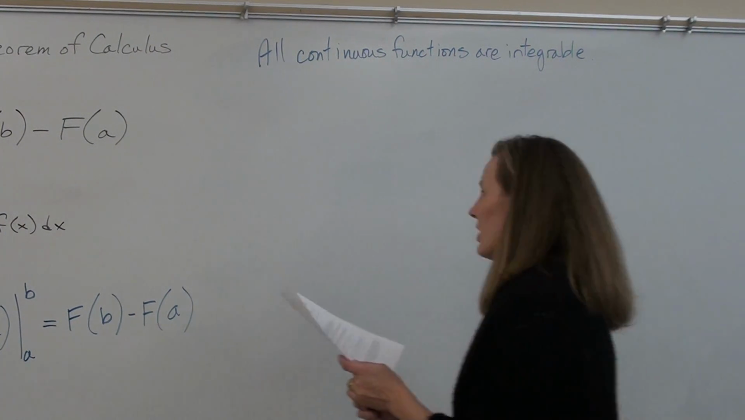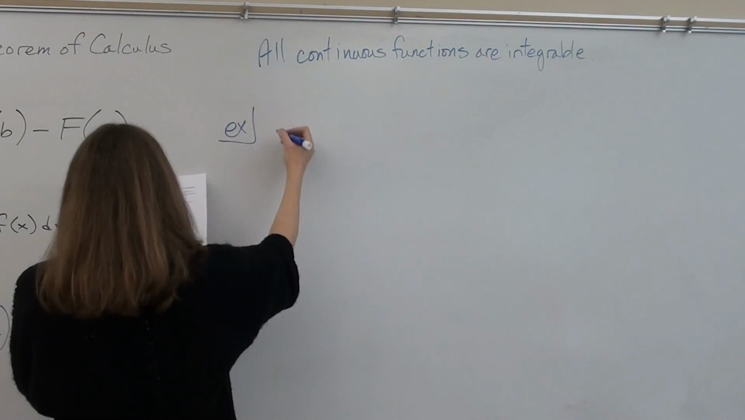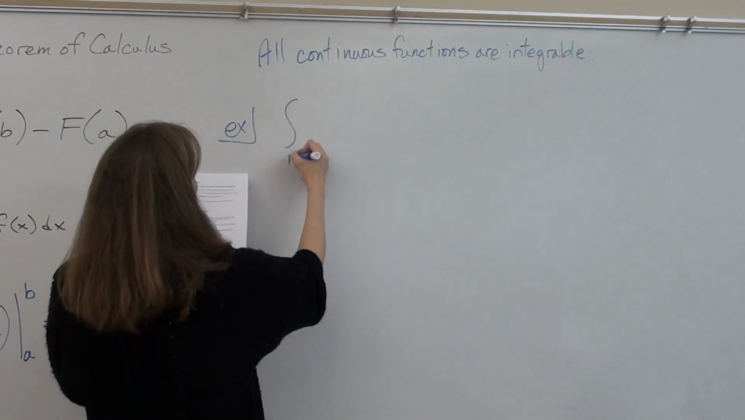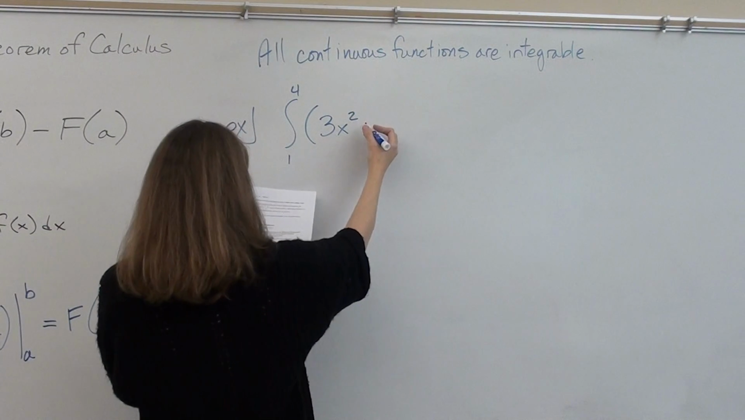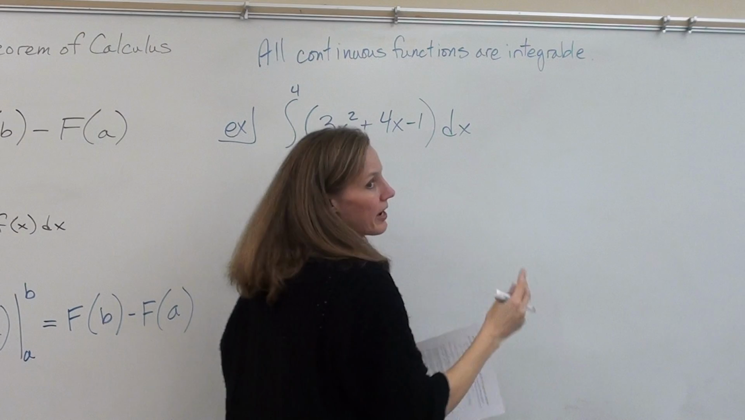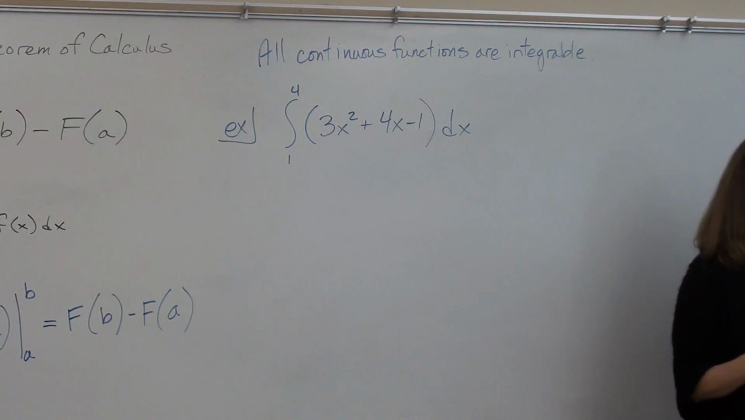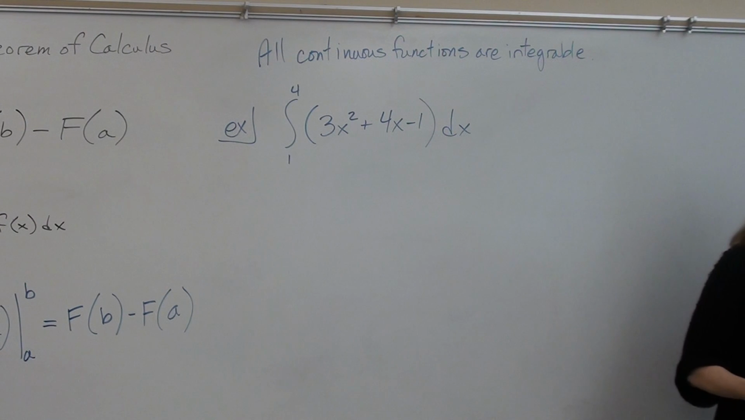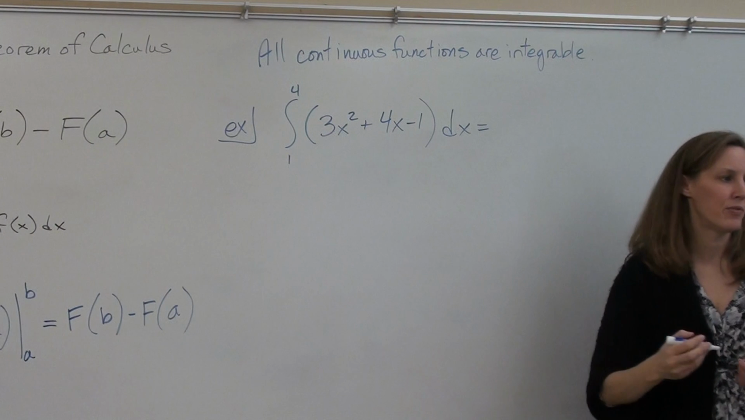All right, so here we go. We're going to start with the integral from 1 to 4 of 3x squared plus 4x minus 1 dx. Now the first thing that you should find when you are processing a definite integral, what's the first thing you always find? Yes, the antiderivative. So everyone take a second and find the antiderivative of the function.